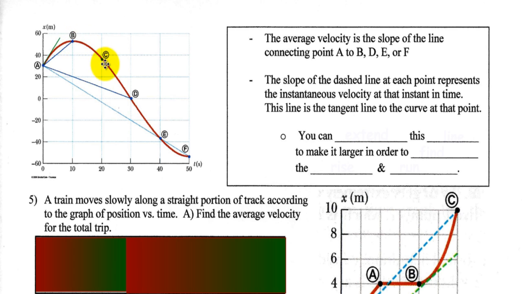And from B, it looks like to D, it was getting steeper, which means the object was getting faster. And from D to F, our slope was flattening out, so it was slowing down. So we were constantly changing velocity, and at some points we were getting faster and at some points we were getting slower.